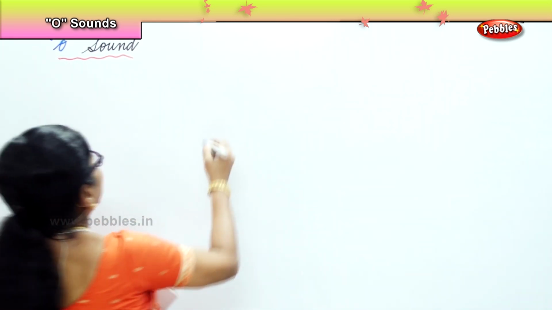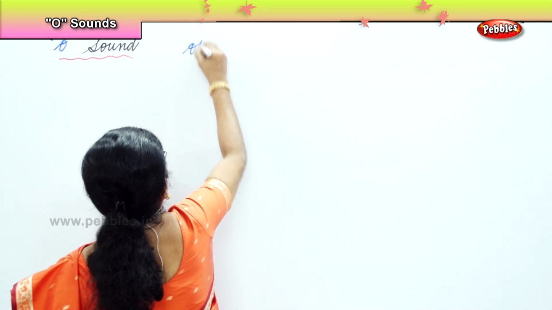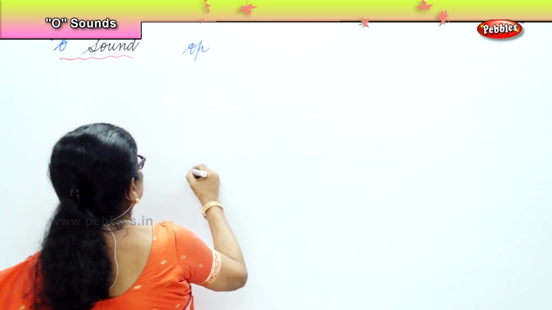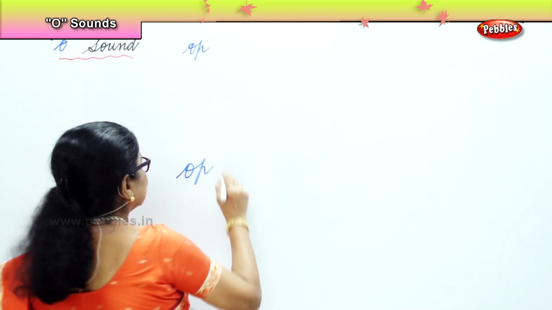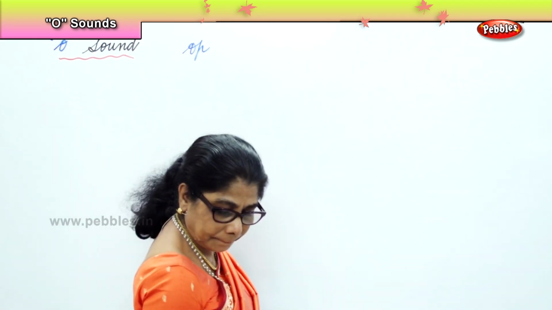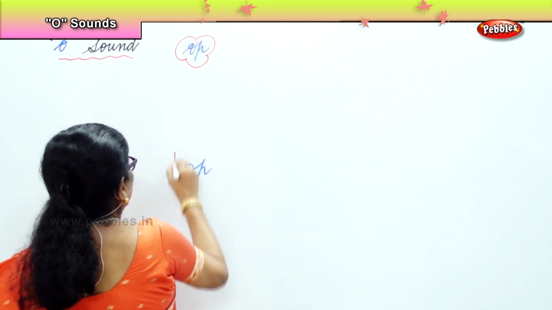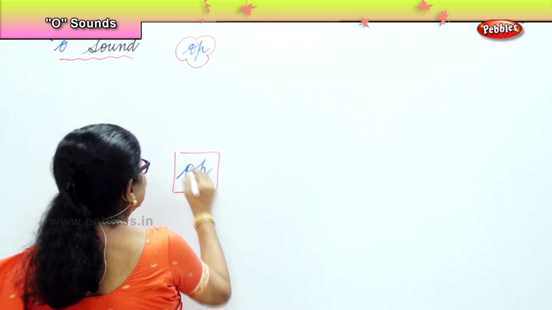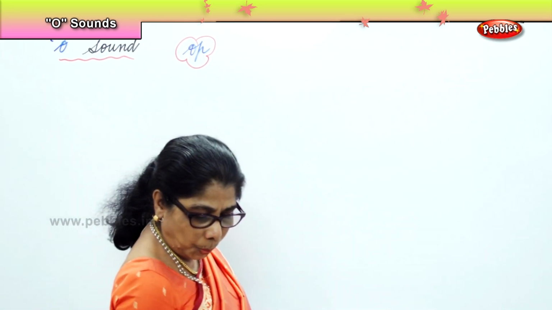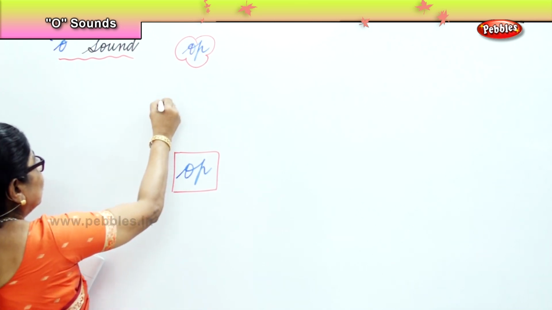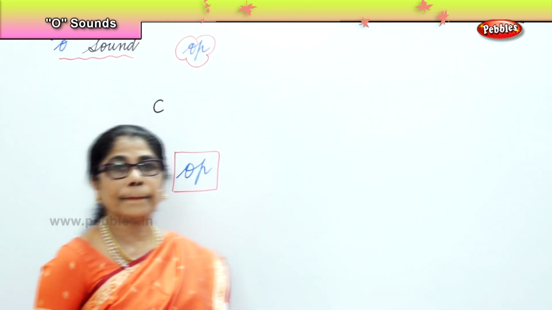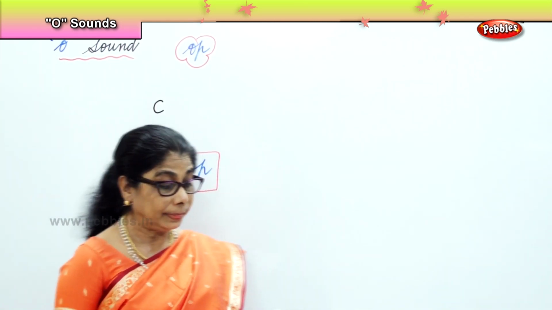O sound we are doing now. And in the O sound we are going to do op. Okay. O, P. Op. In the O sound we are doing O, P. Alright. Now, let's see what letters go with O, P. P. Alright. Now we have cop. What is cop? That's the police.